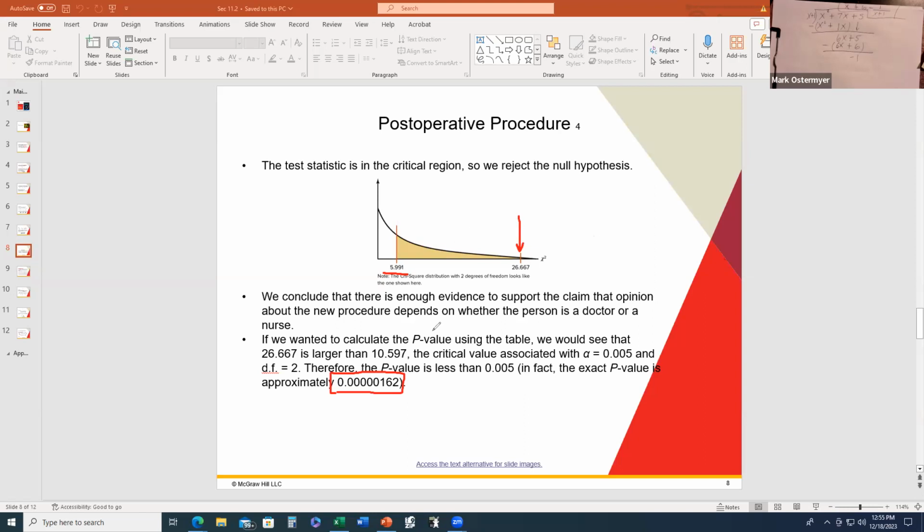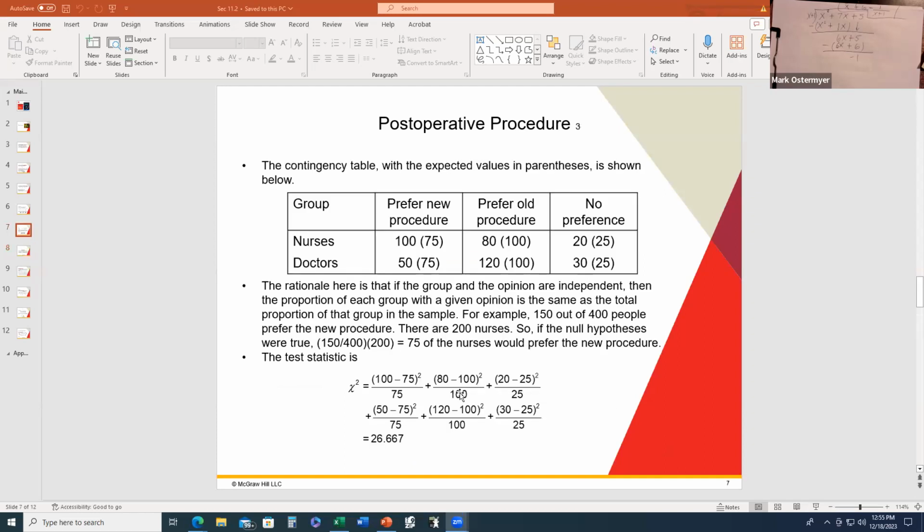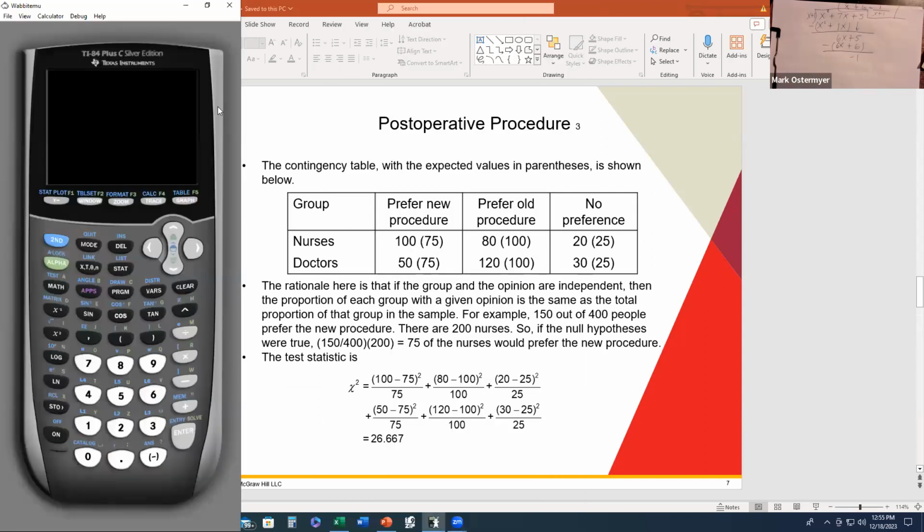All right, now how would we conduct this test using our calculator? Well, I'm going to show you now. So the p-value method. We all enjoy the p-value method because it's a lot quicker than the critical value method. So let's bring up our calculator and show ourselves how to do the chi-square test of independence.